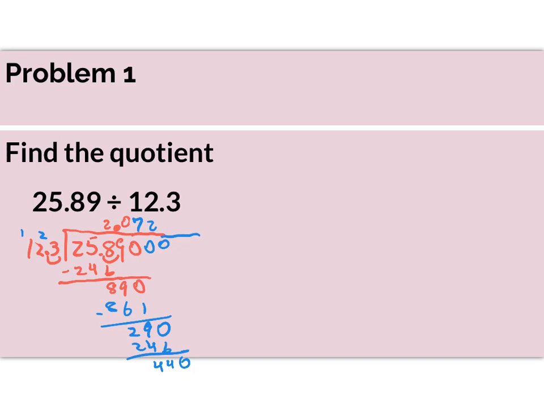So let's see. 12, 24, 36, 48. So I think 3 will work. 3 times 3 is 9. 3 times 2 is 6. 3 times 1 is 3. We get 1. 43 minus 36 is 7. 710.